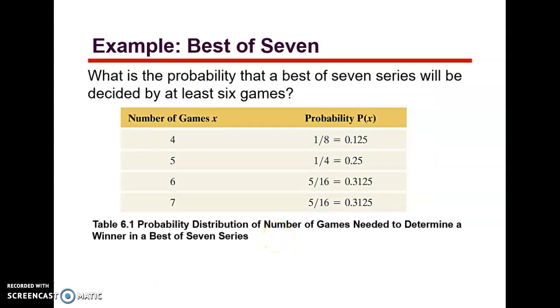What's the probability that the best of a 7 series will be decided by at least 6 games? This is quite often done in something like baseball or basketball. And I'm not going to go through all these probabilities during the presentation. We can discuss these in class if you'd like. It's discussed, I believe, in more detail in the textbook itself.